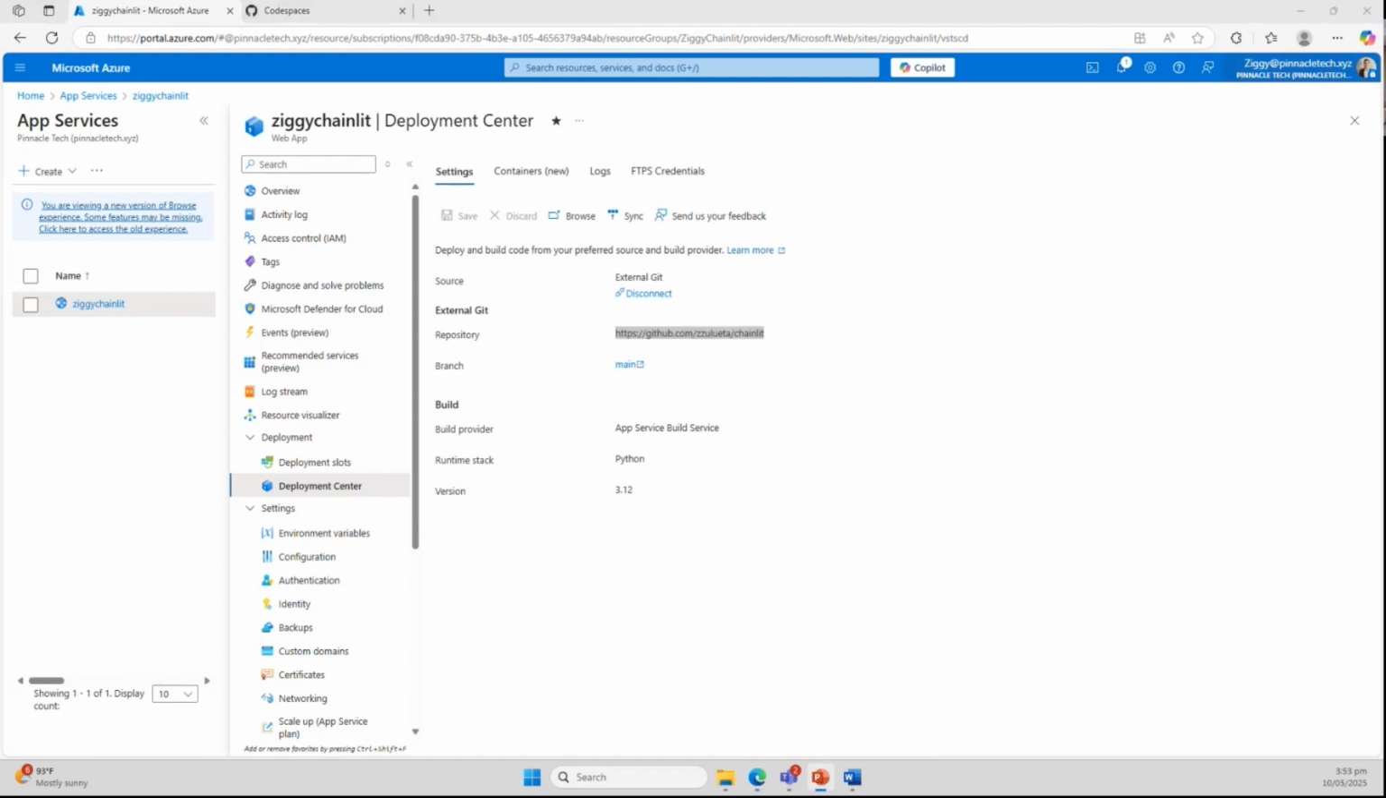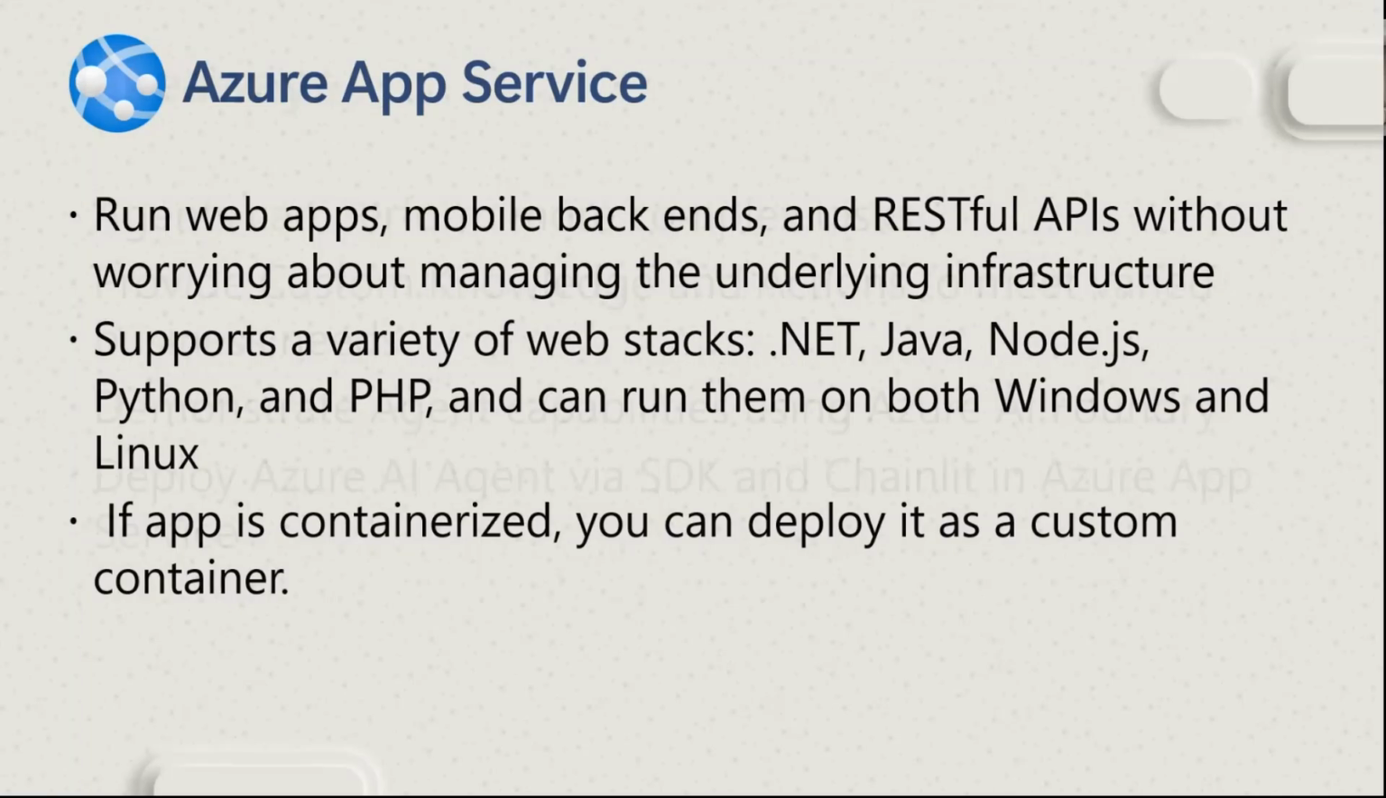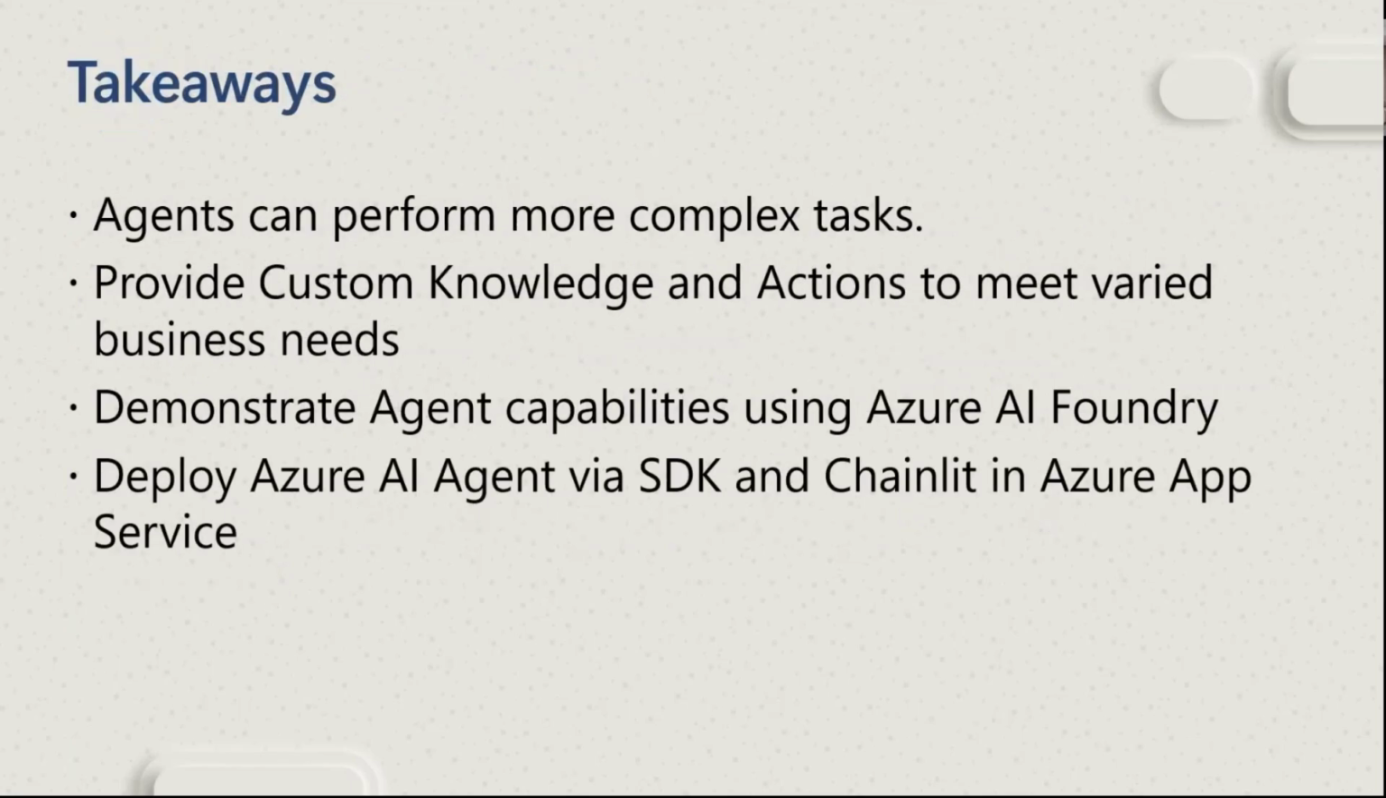All right, what are the takeaways from this session? Number one, you can perform more complex tasks with agents now. You can provide them custom knowledge and actions to meet various business needs. You can demonstrate these capabilities with Azure AI Foundry, the portal. From there, if you want to deploy, you can easily do so with the Azure AI Agent SDK. And using Chainlit and Azure App Service, you can deploy this in a production setting.